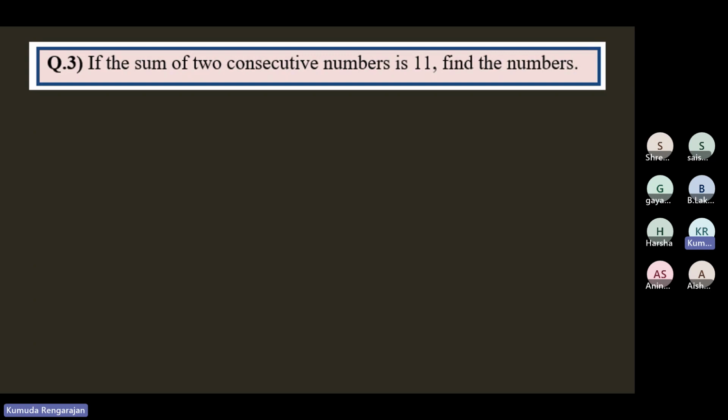If the sum of two consecutive numbers is 11, find the numbers. So 98 and 99 are two consecutive numbers, or 10 and 11 are two consecutive numbers. Are 100 and 200 two consecutive numbers? No, ma'am. No, 100 and 200 are not two consecutive numbers. They are two consecutive multiples of 100.